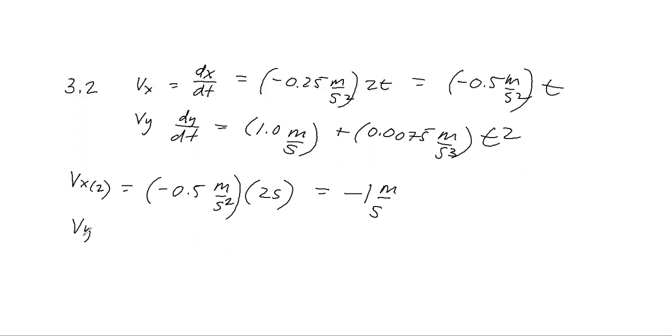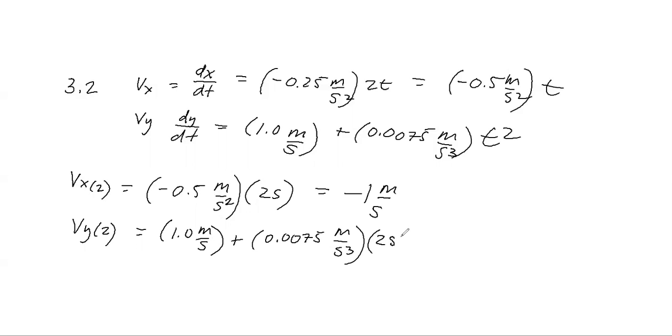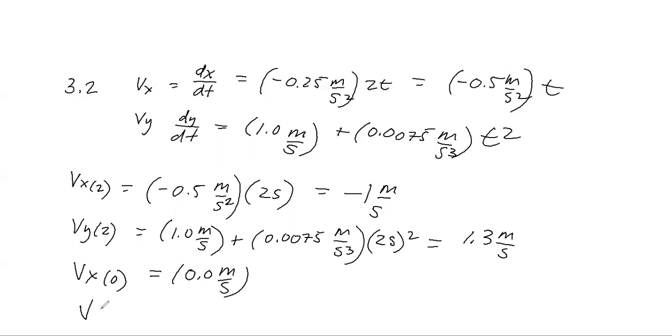And v sub y at 2 is going to be equal to 1.0 meter per second plus 0.0075 meters per second cubed times 2 seconds squared, and let me just get this value from the book. 1.3 meters per second. And v sub x at 0, put in a 0, 0.5 times 0 seconds is 0 meters per second. And v sub y at 0, one minute.